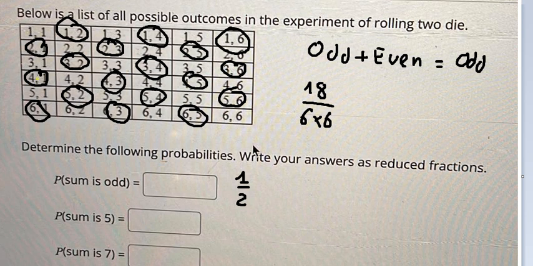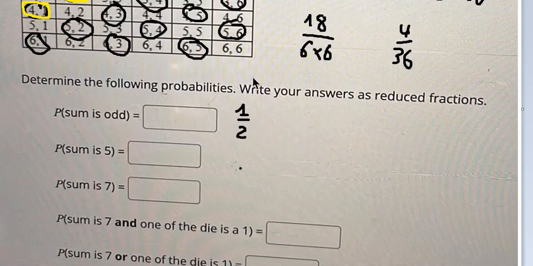So we can see that 4 plus 1, we have number 5. 3 and 2, 2 and 3, and 1 and 4. So there are 4. So we have 4 over 36. If we simplify this one, you get 1 over 9.